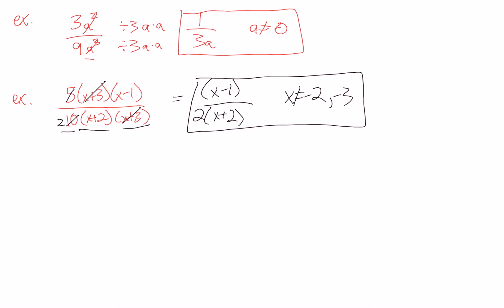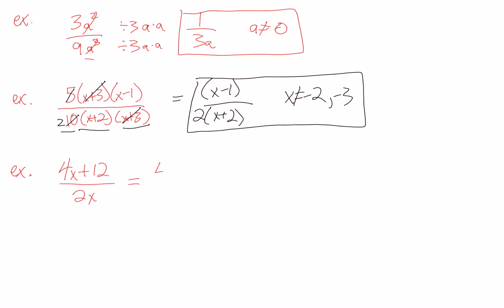Okay, let's try a different one. So in this case, let's suppose we have 4x plus 12 over 2x. Okay, so in this case, first step again, can you factor? So we want to ask yourself, can you factor it? Always try common factoring first. So is there anything that's common?